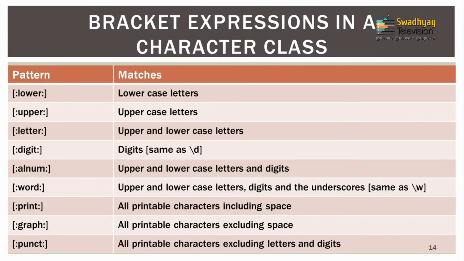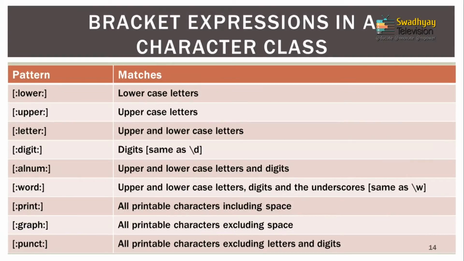Now, there are many character classes available in regular expressions. These classes are listed here. So these are the patterns and these are the matches. If you provide inside square brackets colon lower, this is all lowercase letters, upper for uppercase letters, alpha for either upper or lowercase letters, digit for any digit which is very similar to small d, alnum for alphanumeric characters which is upper and lowercase letters and digits, word is upper and lowercase letters, digits and the underscore, similar to small w.